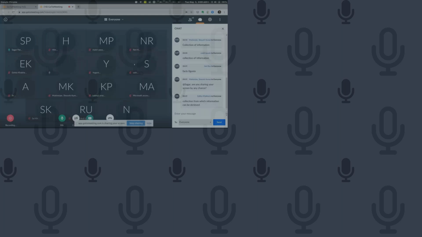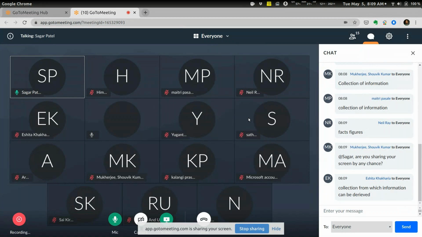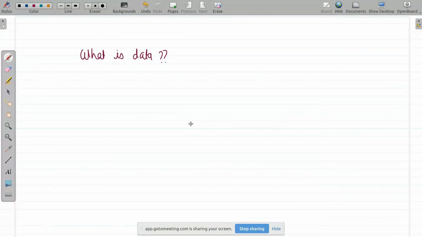Ishita says collection from which information can be derived. And yes, more or less, you have a reasonably good idea of what data is. So let's briefly acknowledge the possible things that you can consider under data. So you say collection of facts, information.